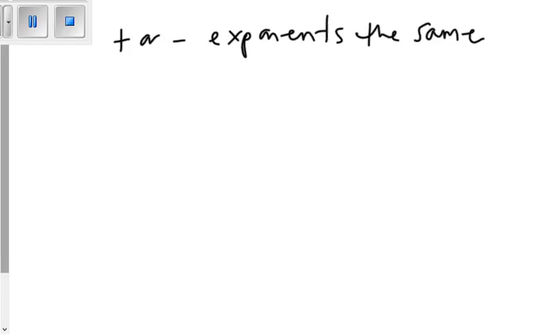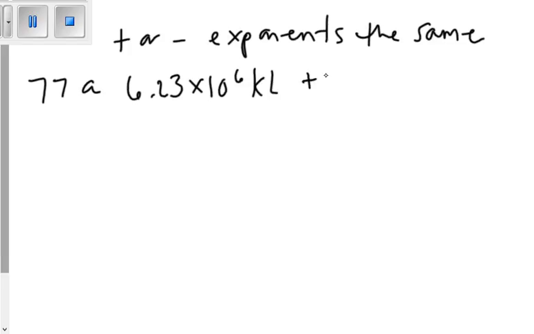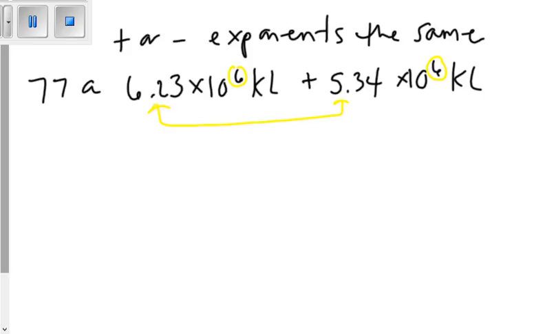And so you may need to move the decimal point right or left in order to make that happen. So let's look at 77a to start out with. We have 6.23 times 10 to the 6th kiloliters plus 5.34 times 10 to the 6th kiloliters. All right, so if we look here, both of our exponents are 6, so we don't have to do anything, which is really nice. We just add our two numbers together.